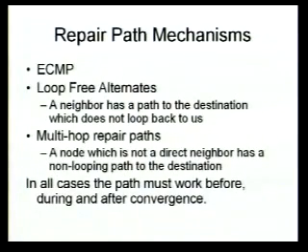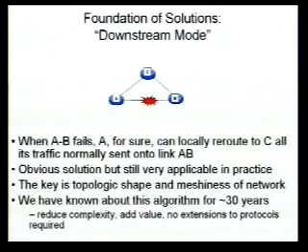The repair path mechanisms really are pretty straightforward. Today we have equal cost multipath, which is known. We've got loop-free alternates, when a neighbor has a path to destination which doesn't loop back to us. We've got multi-hop repair paths, when we can send traffic to a non-directly adjacent neighbor, but if the data was to be received there, it would naturally flow downstream. But in all cases, the path has got to work during and after convergence.